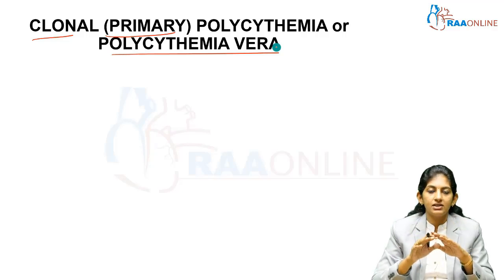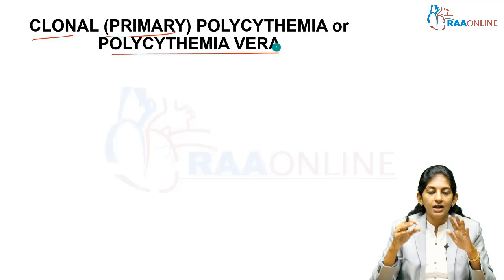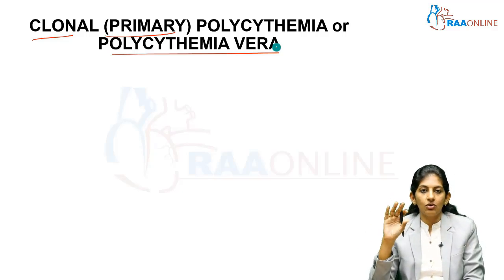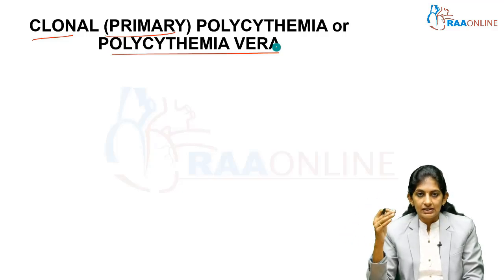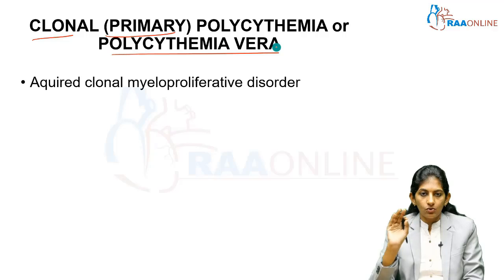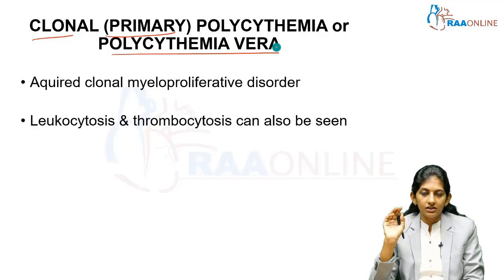This clonal polycythemia is very rare in children. What we see in children is a relative polycythemia or a secondary polycythemia due to many causes. So, we will see what is a primary polycythemia first, what are the genetic mutations that are indicated here. So, it is a clonal myeloproliferative disorder.